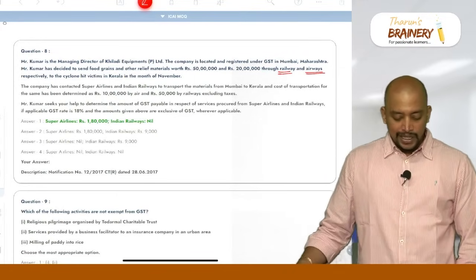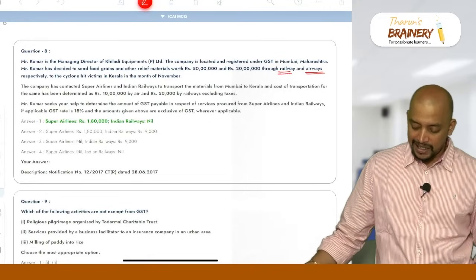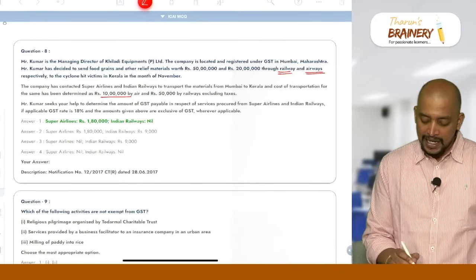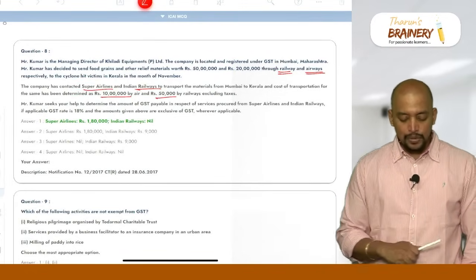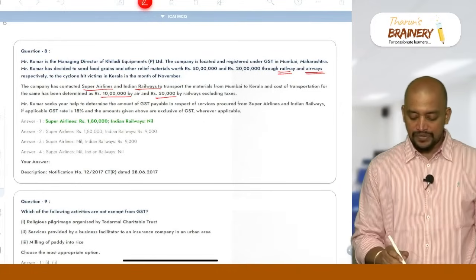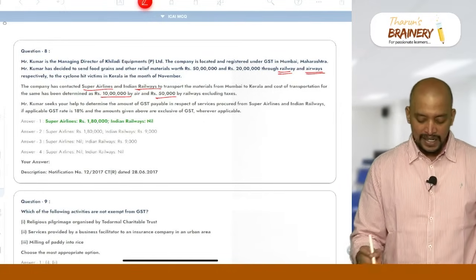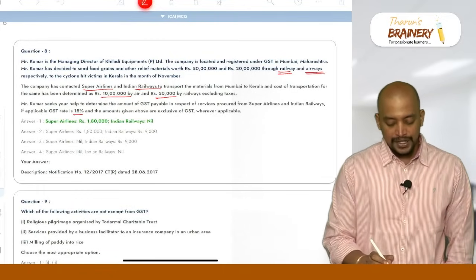The company has contacted Super Airlines and Indian Railways for transportation of the materials from Mumbai to Kerala. The cost of transportation for the same has been determined as 10 lakhs and 50,000: 10 lakhs for airlines, 50,000 for railways. Mr. Kumar seeks your help to determine the amount of GST payable in respect of service procured from Super Airlines and Indian Railways, if the applicable rate of GST is 18% and the amounts given above are exclusive of GST wherever applicable.